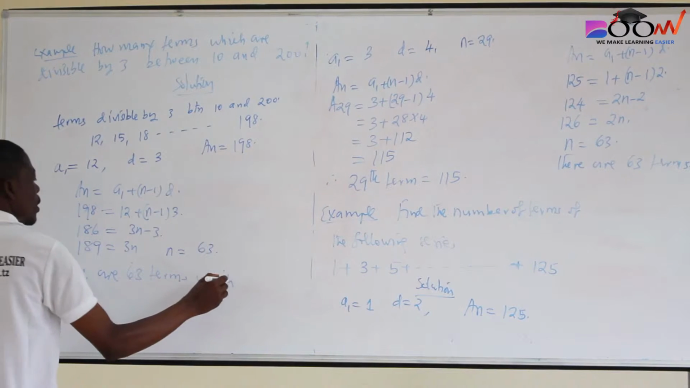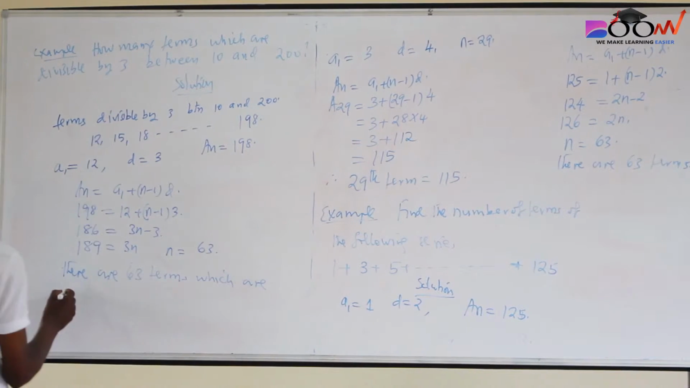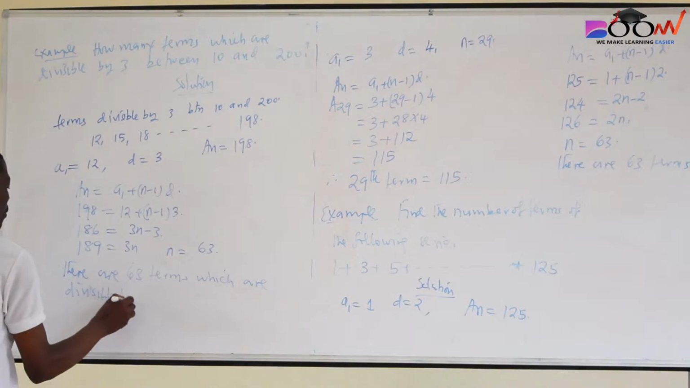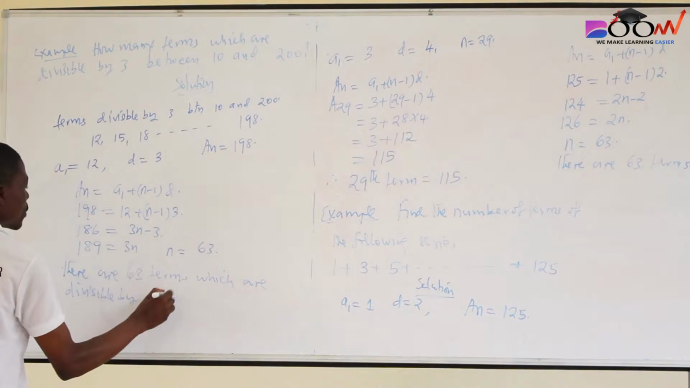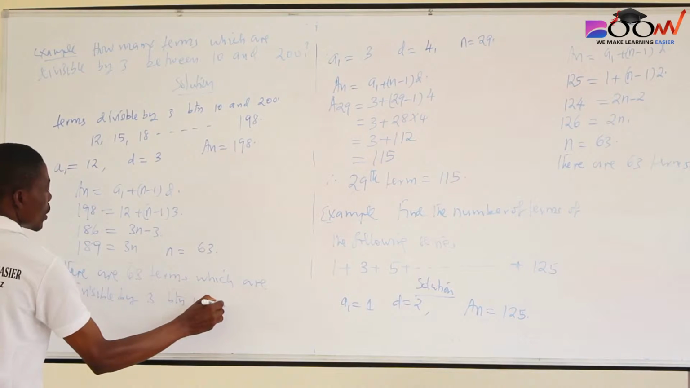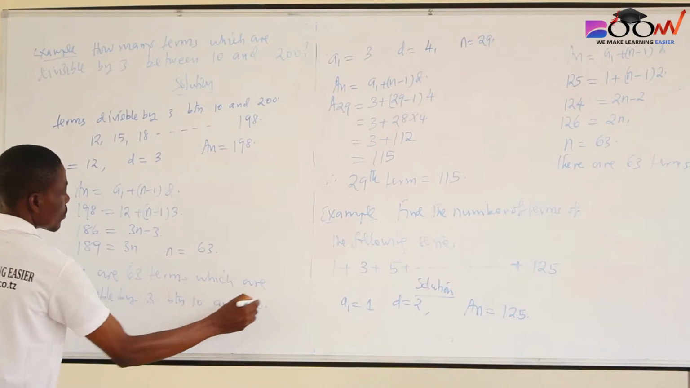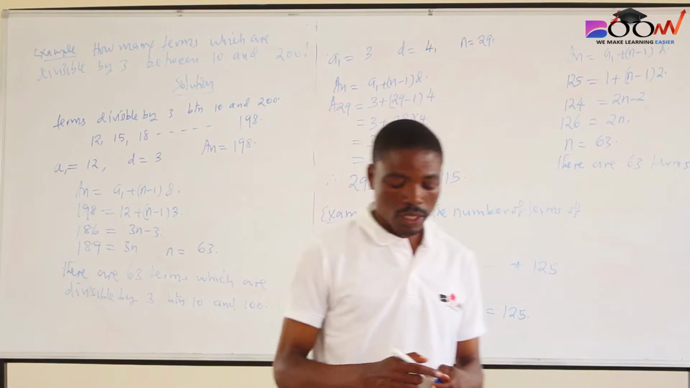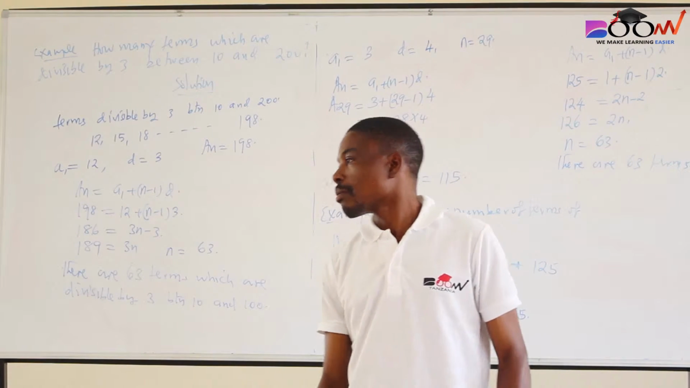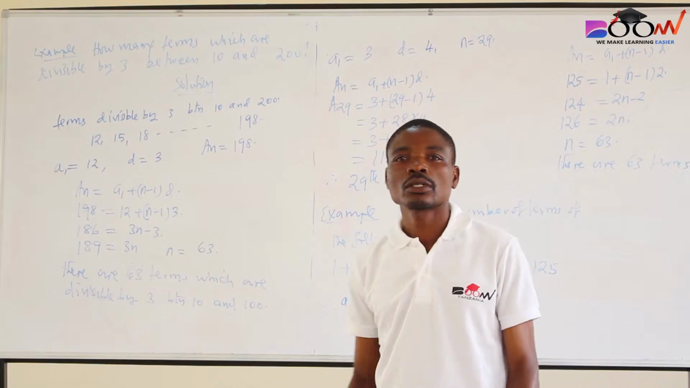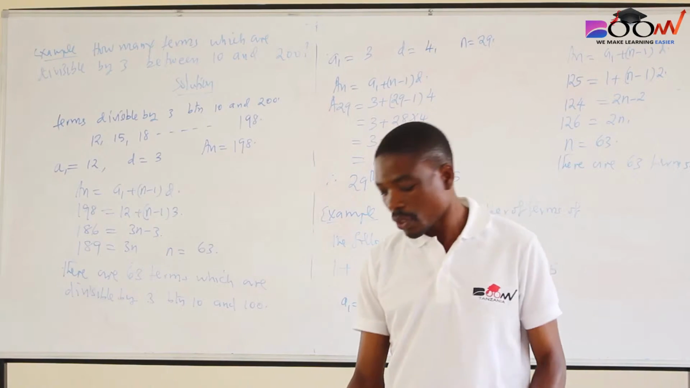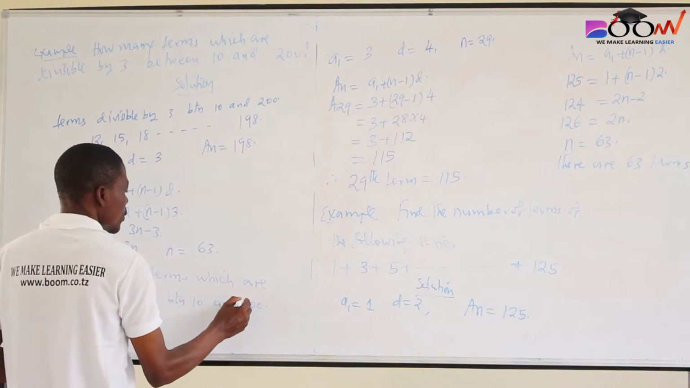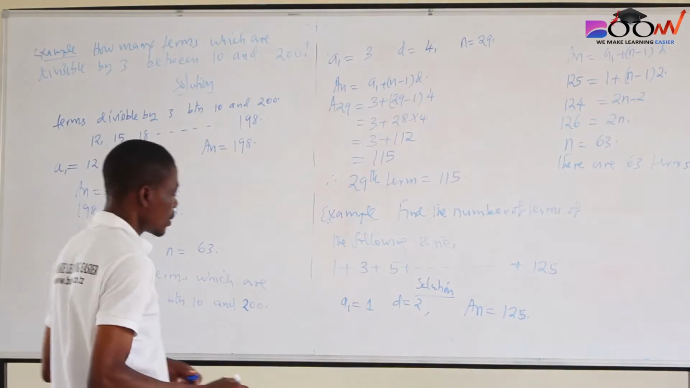which are divisible by 3 between 10 and 200. There are 63 terms which are divisible by 3 between 10 and 200.